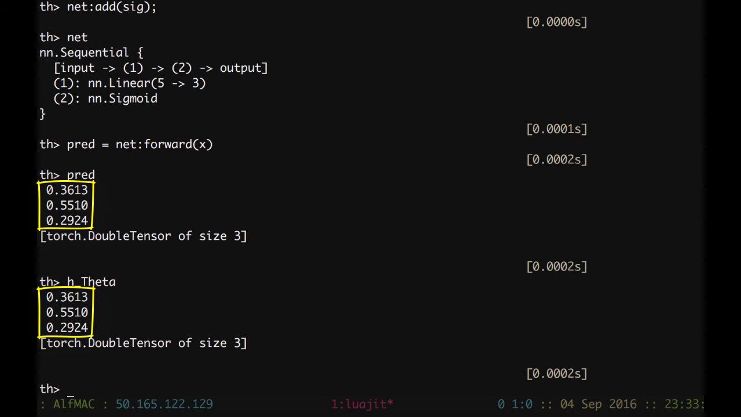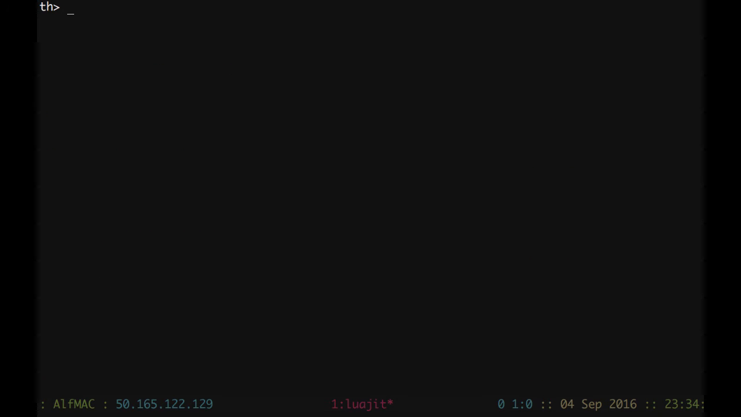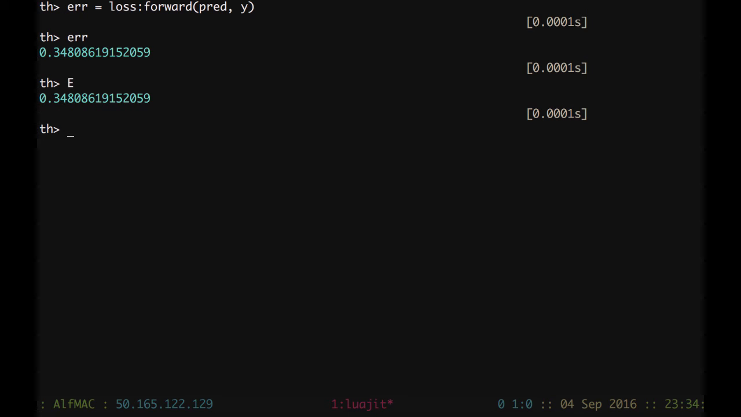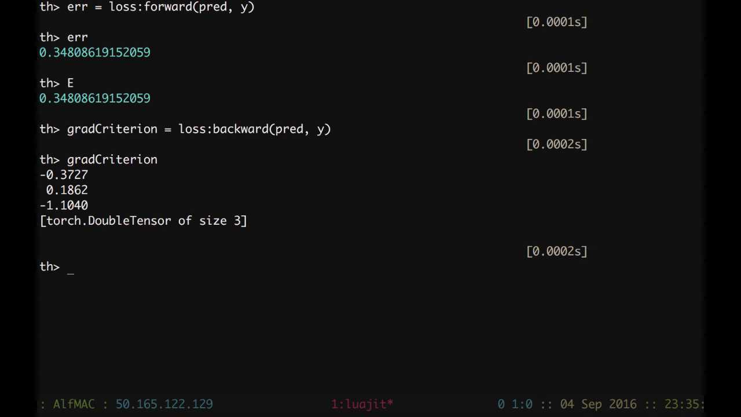We saw just with one line we can compute the output of the network. We can compute the error, r equal loss forward, to which we send our prediction and the correct label y. So r equal this one, and we can see that the previous e is the same. So far so good. And now the cool part. We can compute grad criterion equal loss backward, to which we send again pred and y.